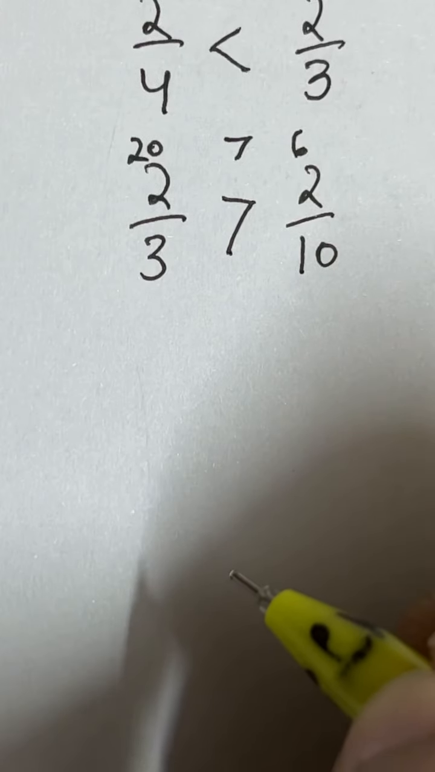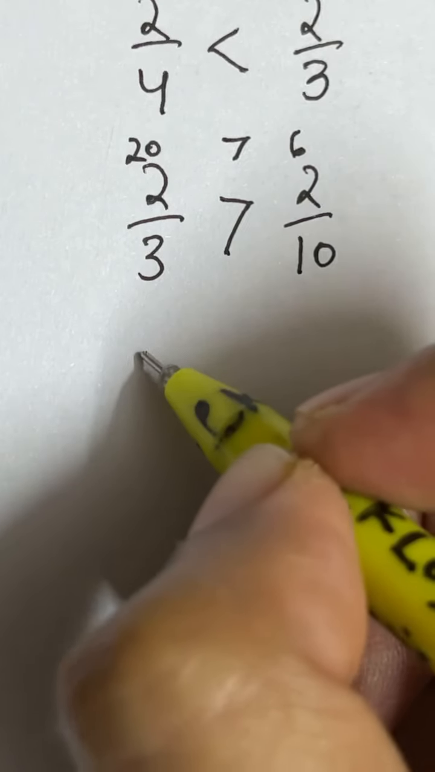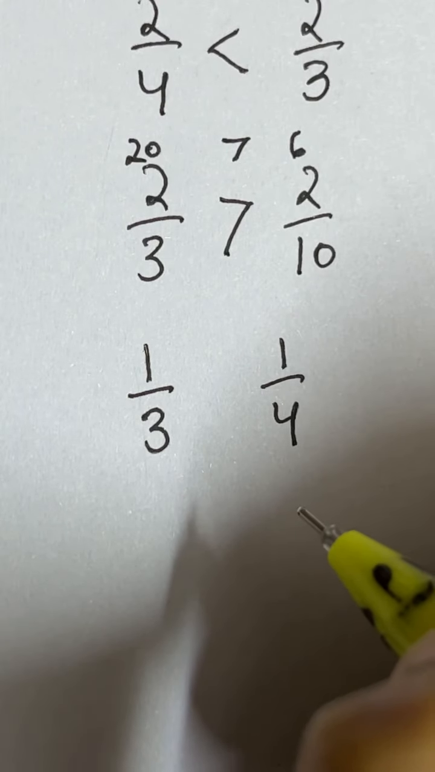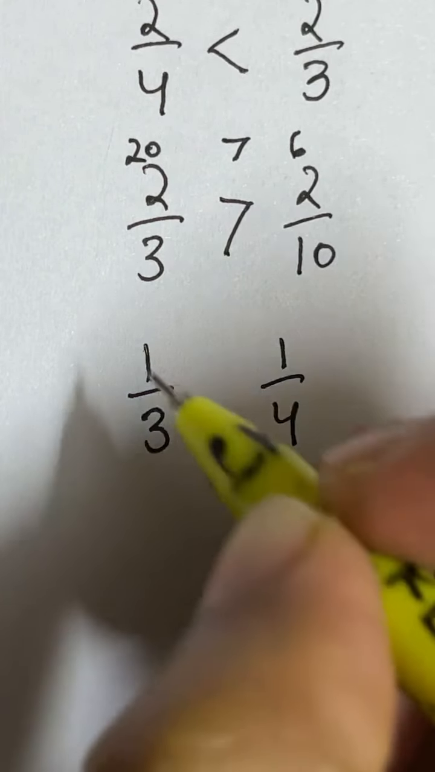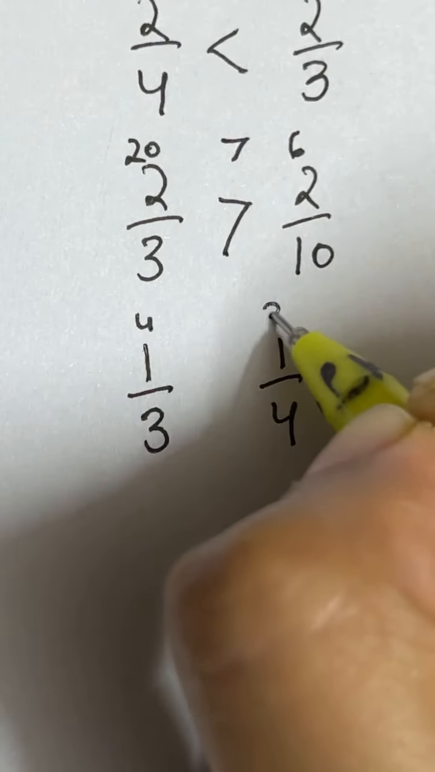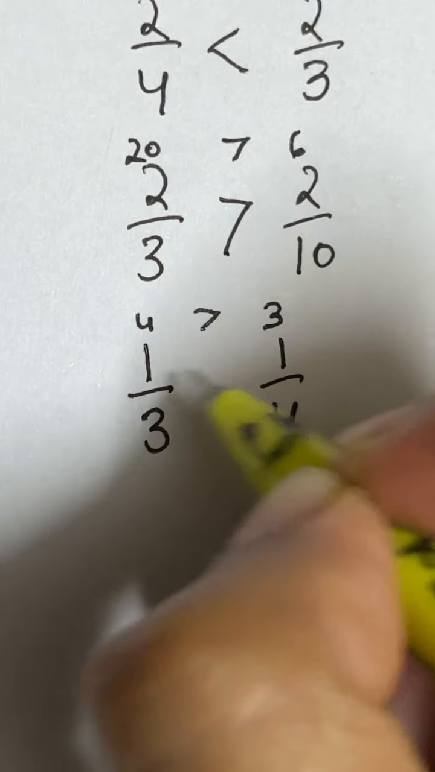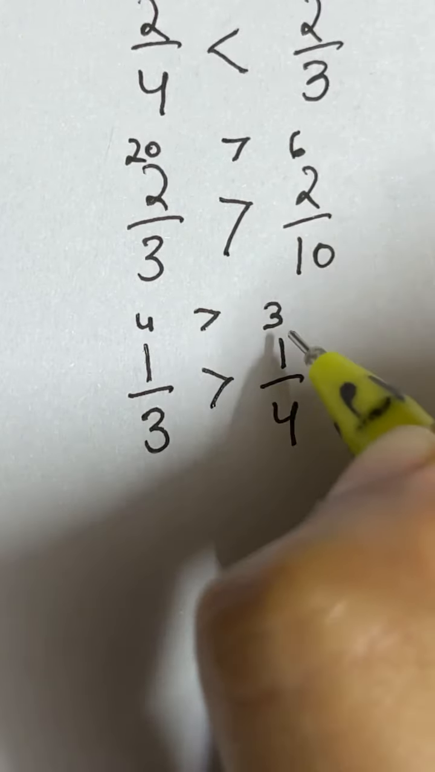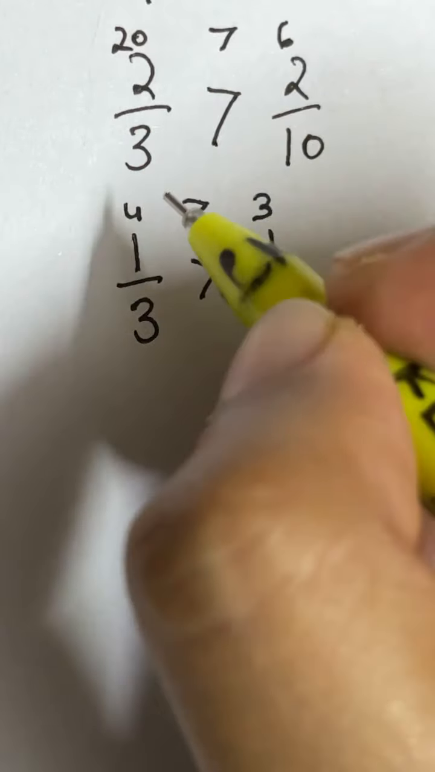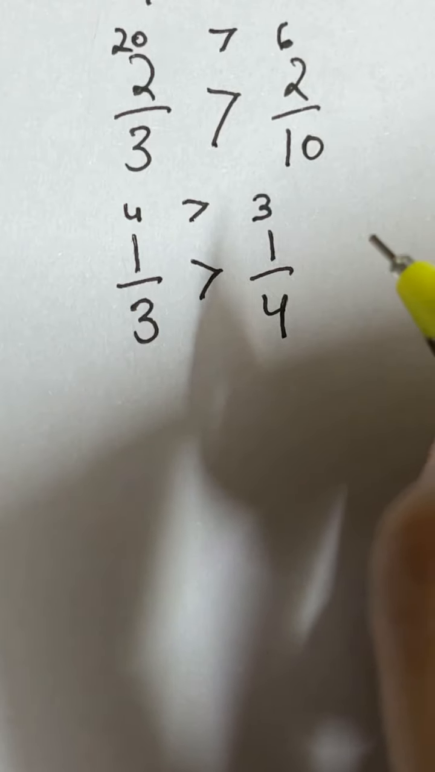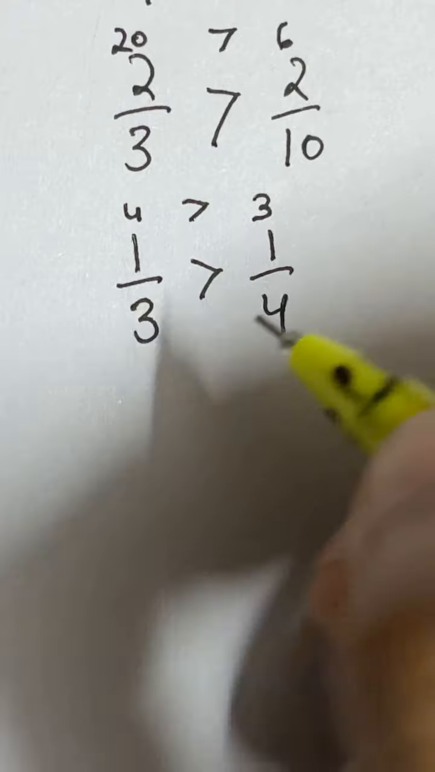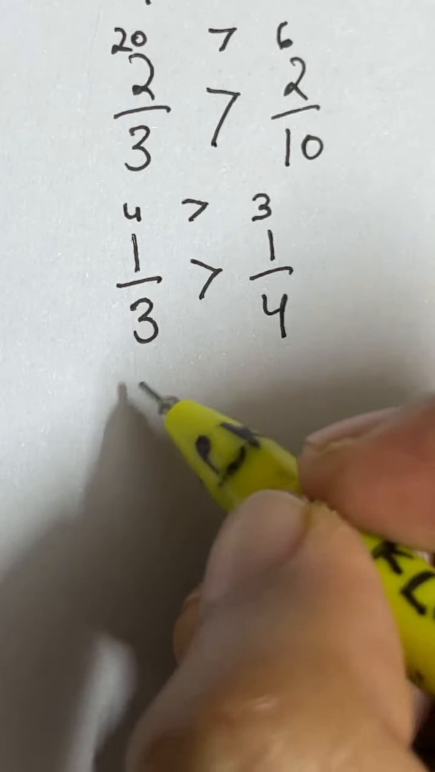Okay, another example we'll have 1/3 and 1/4. So when we have 1/3 and 1/4, 1 times 4 gives us 4. 3 times 1 gives us 3. 4 is greater than 3. So 1/3 is greater than 1/4. Okay, another example. These are all related to same numerators. When you have same numerators, the lesser the denominator, the greater the fraction. Okay, let's see another example.